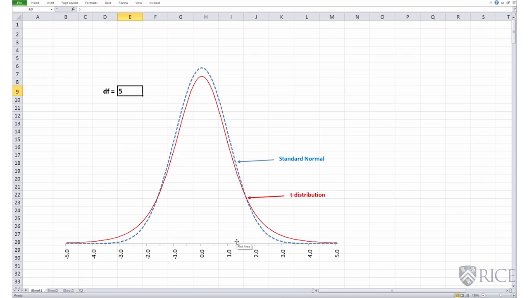If I increase it further to 10, maybe 15, maybe 20, it gets even closer to the standard normal distribution. 25, if I increase it to 50, even closer to the standard normal. If I increase it to 100, as you see, beyond a certain point, the T distribution, as the degrees of freedom increase, is indistinguishable from the standard normal distribution.